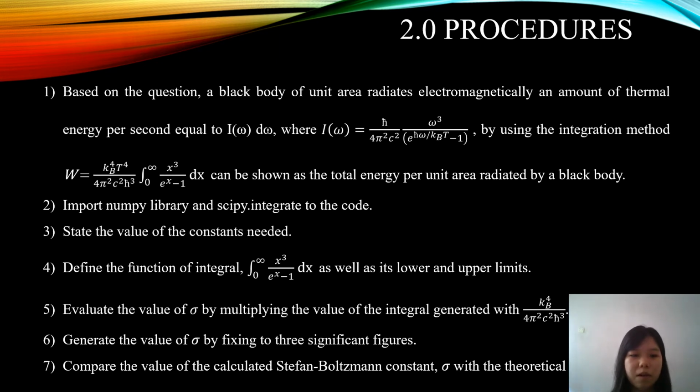For the fifth one, we need to evaluate the value of sigma by multiplying the value of the integral generated with k to the power of 4 divided by 4 pi square c square h to the power of 3. The value of sigma can be generated, and for this case, we need to fix the value of sigma to 3 significant figures. For the last step, we compare the value of the calculated Stefan-Boltzmann constant with the theoretical value.